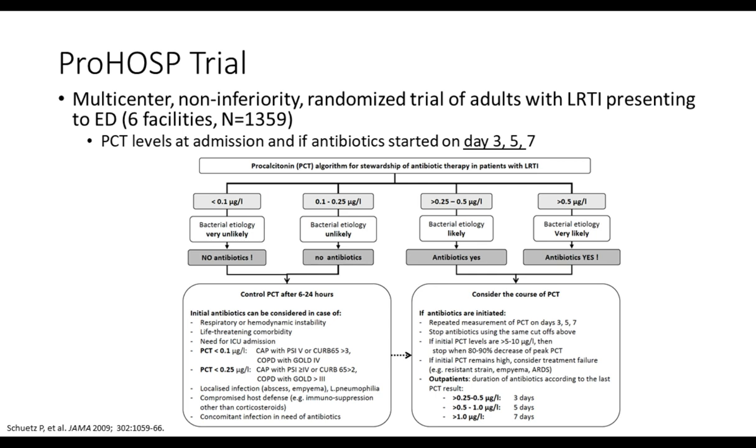As you can see, less than 0.25 don't give antibiotics, more than 0.25 give them. They had some things like, hey, if they're super sick, you should probably just start antibiotics. They had some little nuances around COPD and severity of illness. And then they said, if the procalcitonin on day 3, 5, or 7 is less than 0.25, you should stop the antibiotics. Or if it's declined to about 80 to 90% off the peak, you should stop antibiotics. So if it was at 20 and now it's at 2, you can stop antibiotics.